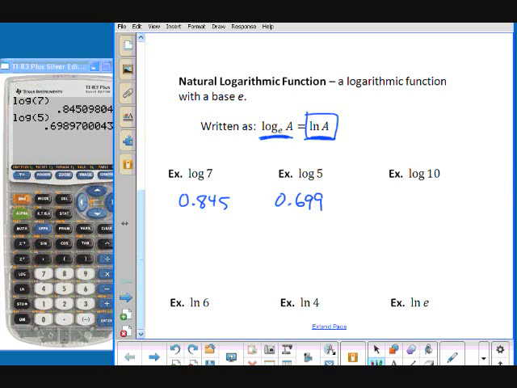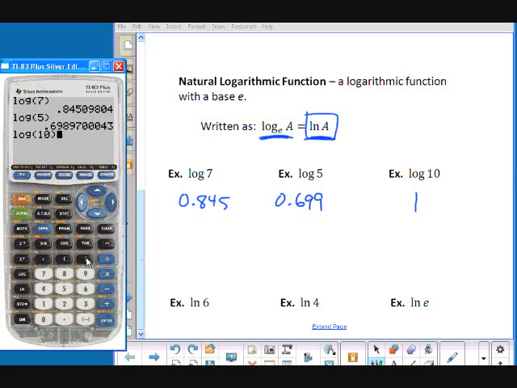And then this one, I don't even need to plug this into my calculator. Log base 10 of 10, that's going to be 1 because the base of the logarithm and the base of the exponential part are the same. And that's it. That's all we have to do for those.